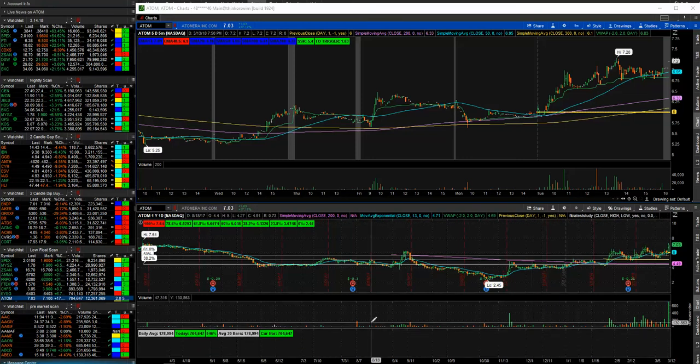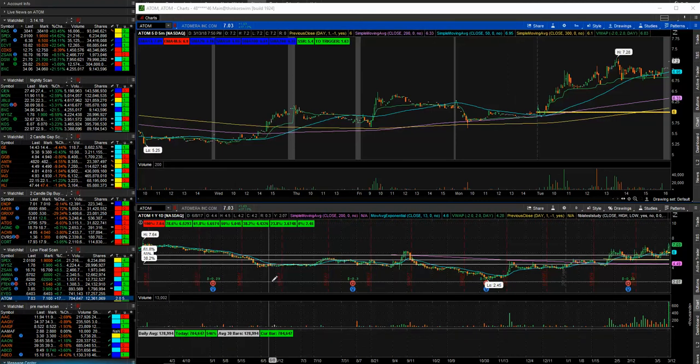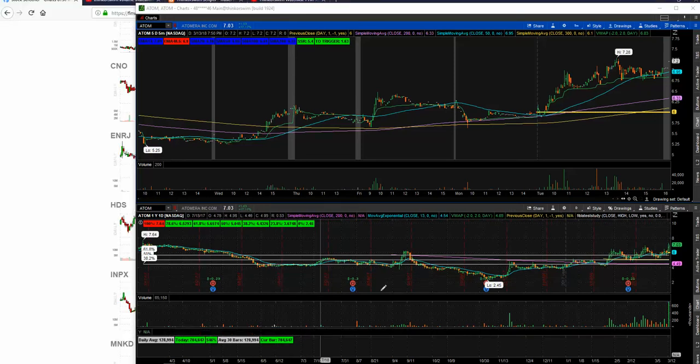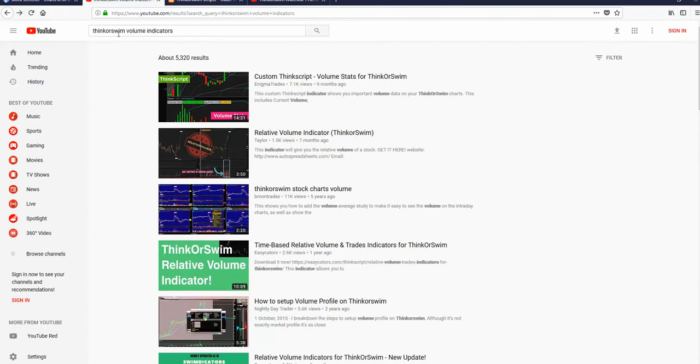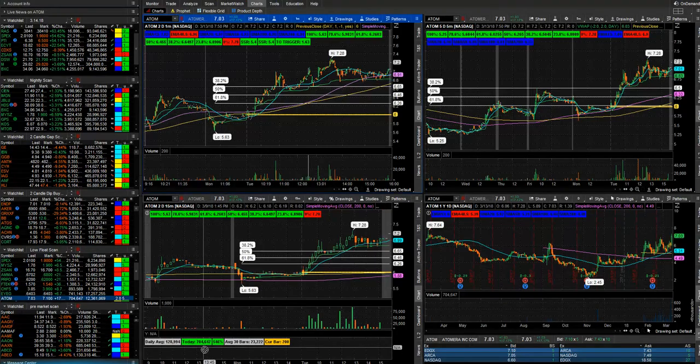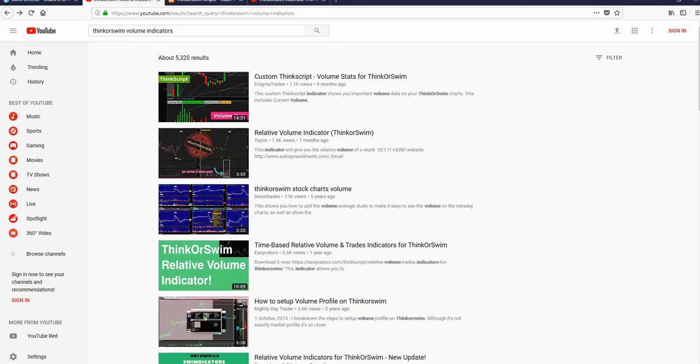Before I do that, I get a lot of messages about my indicators, like how I use this volume indicator. Guys, I've said it several times, but just to give you some insight, all you gotta do is type thinkorswim volume indicators in YouTube search, and it'll link you to a video that shows you how to build these volume indicators. The same volume indicator that I use is in a YouTube video, and all I did was watch the video and then put it to use.